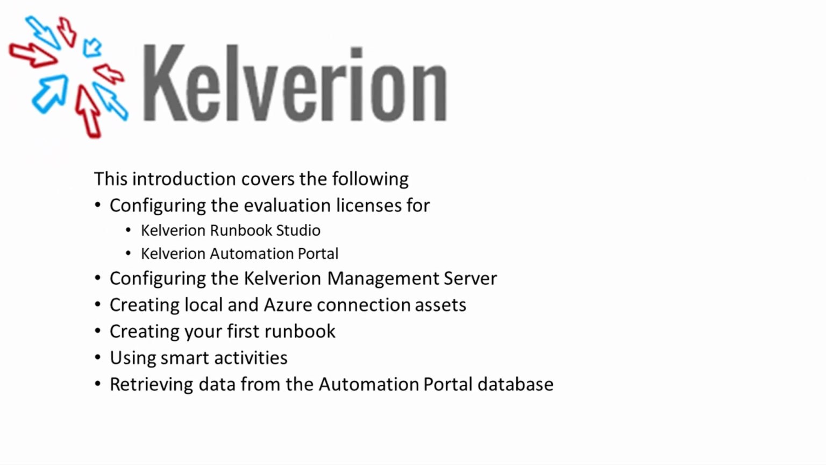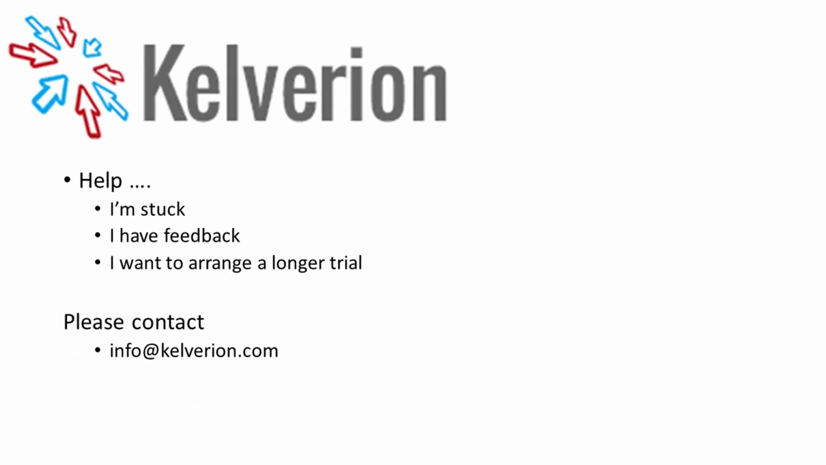This introduction is going to show you how to configure the evaluation licenses for the Runbook Studio and the automation portal. It's going to show you how to configure the management server. Also, we're going to create some local and Azure connection assets. We're going to create a Runbook, and we're going to make use of the smart activities.